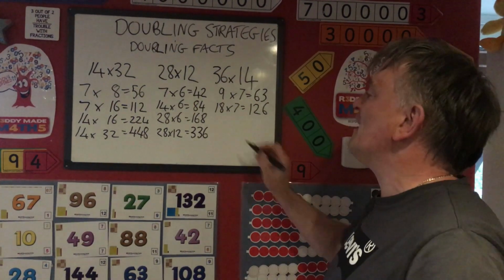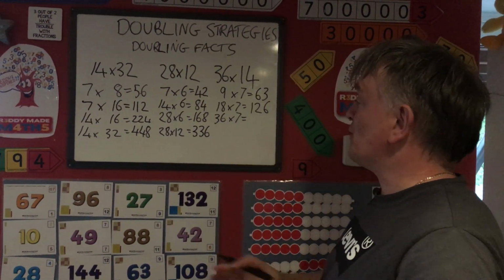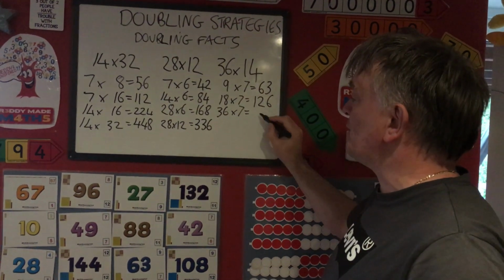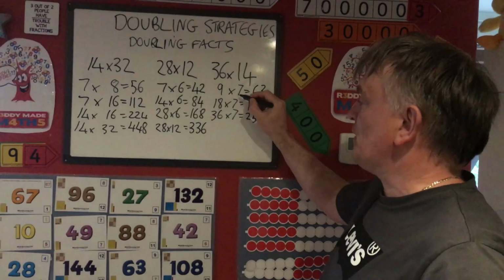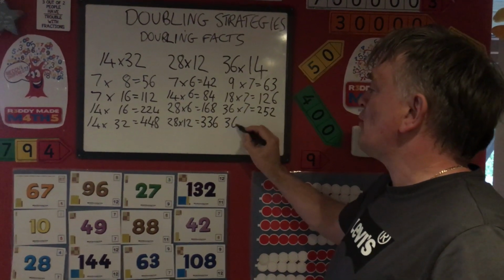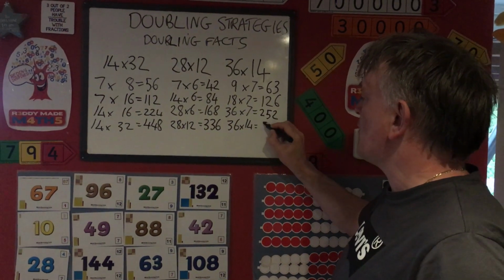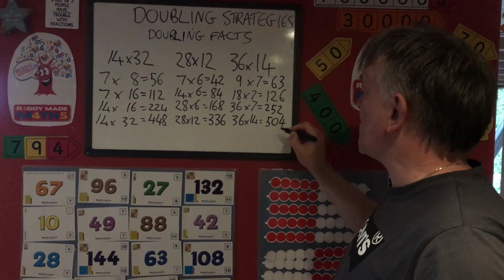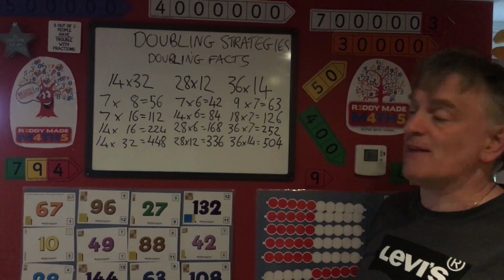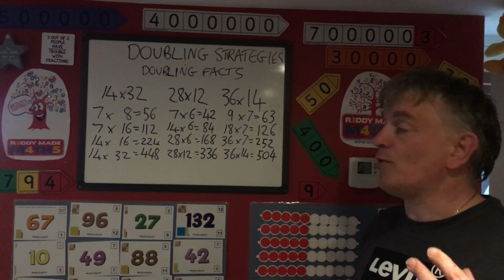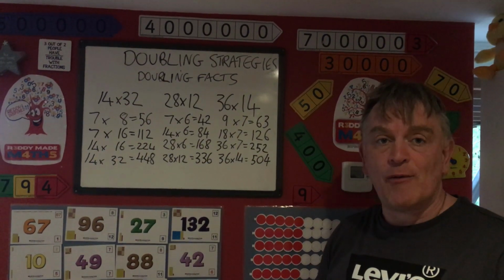We double up again to get 36 times 7, which will give us 126 doubled is 252. And last but not least, we now double the 7. 36 multiplied by 14 will give us 504. So what we've done really is we've turned 3 difficult, complicated calculations, relatively hard ones with long multiplication, just by doubling. We've been able to get the answers really quickly.